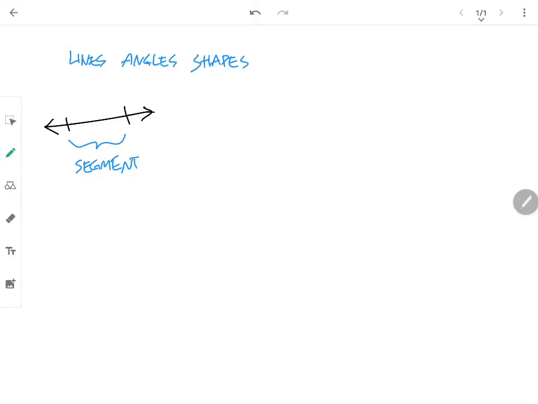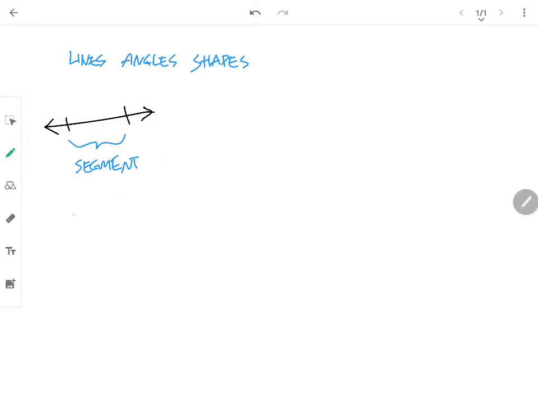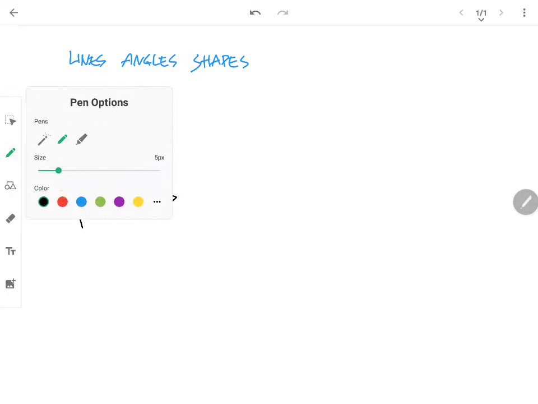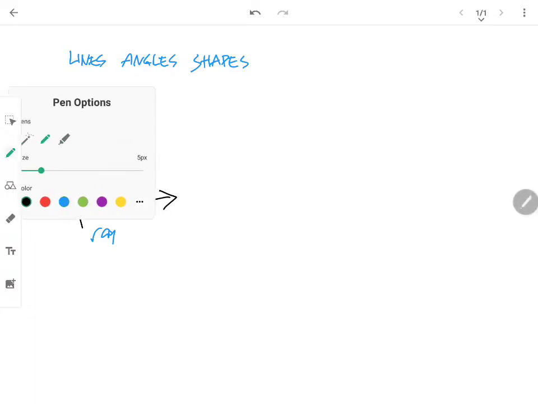And if you were to just take a line and go only in one direction, then we would call it a ray. So if we are starting from one end and only going in one direction, then we call this a ray. Okay, and there's a few ways to draw a ray, or a line that only extends in one direction.